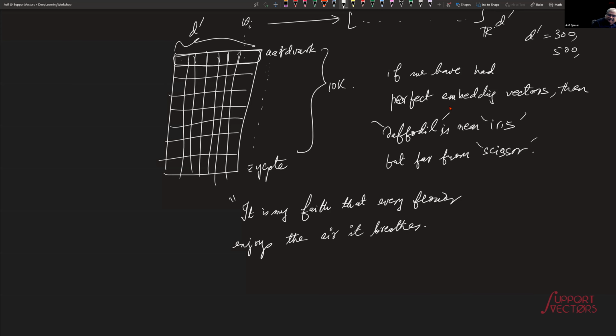It is my faith that every flower enjoys the air it breathes. Again, it's from Wordsworth. For lack of any other sentence that would occur to my head, this one popped up, so I put it here.